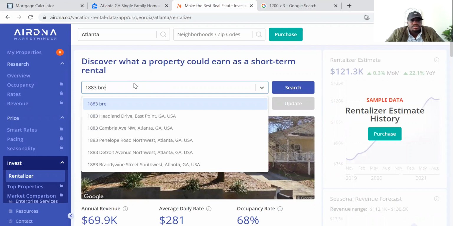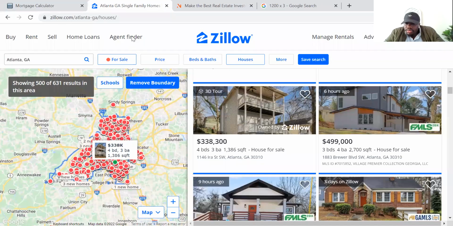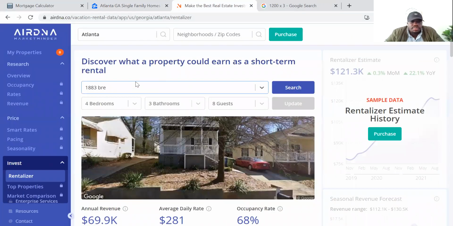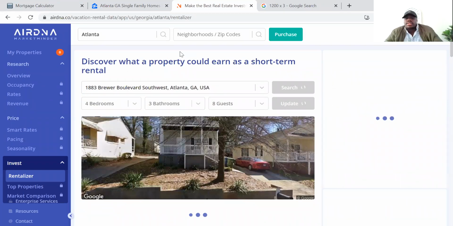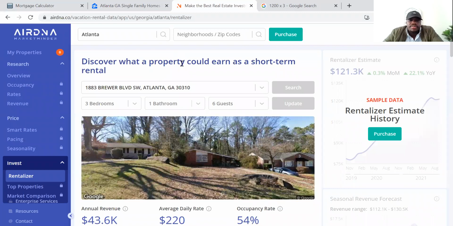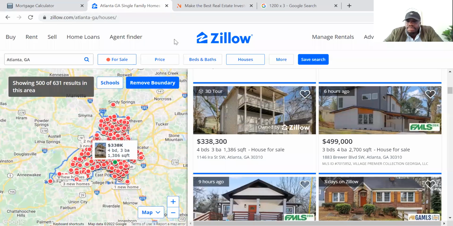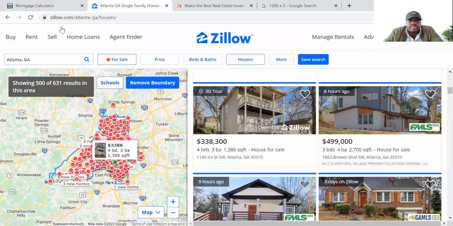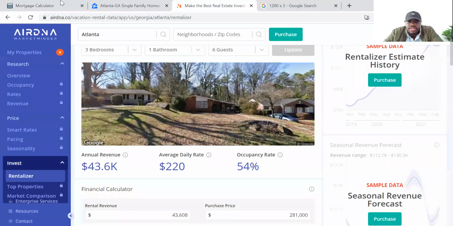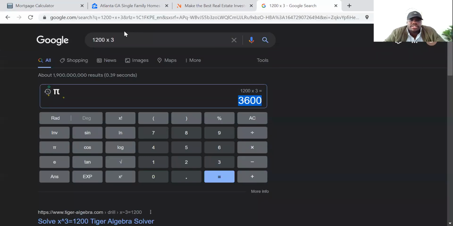1883 Brewer Boulevard, Southwest Atlanta, Georgia. Yep. Boulevard, Southwest Land Road. All right. So looking at this property, it seems like it's been renovated a bit, but compared to the last one from just initial observation, this one is saying about 54% occupancy. Interesting.